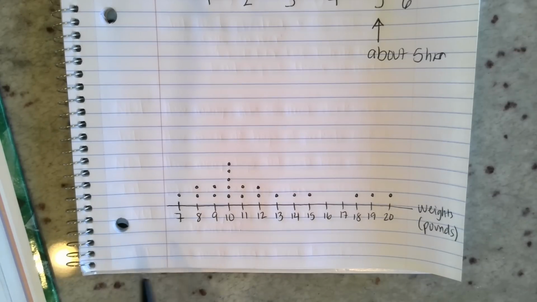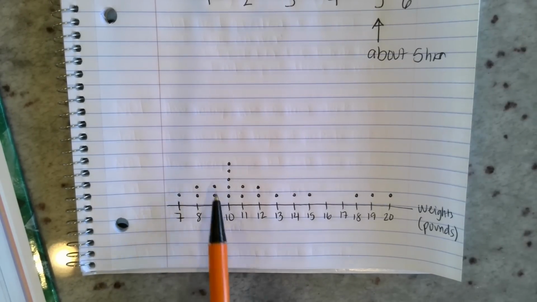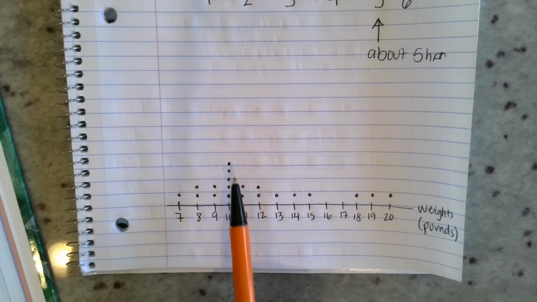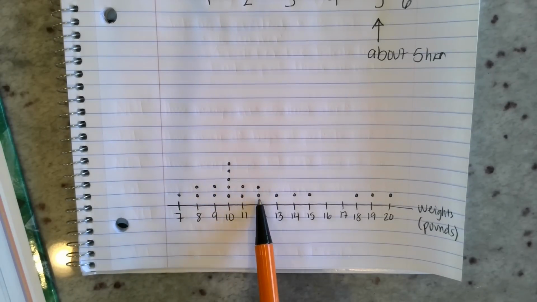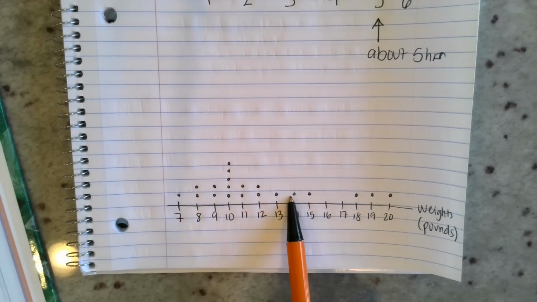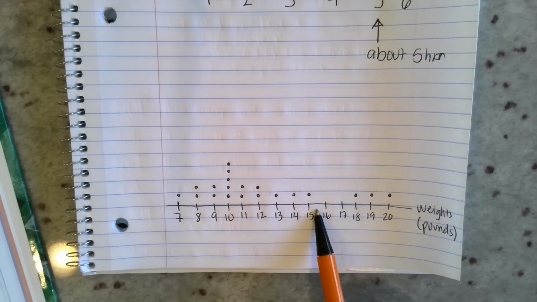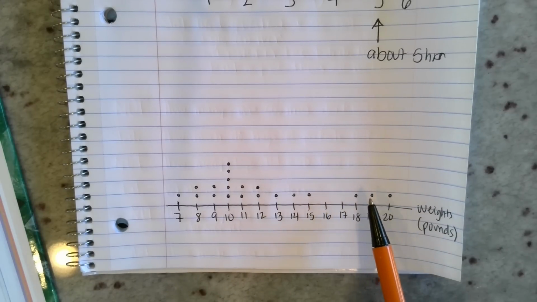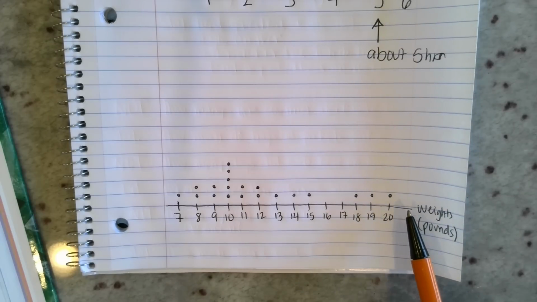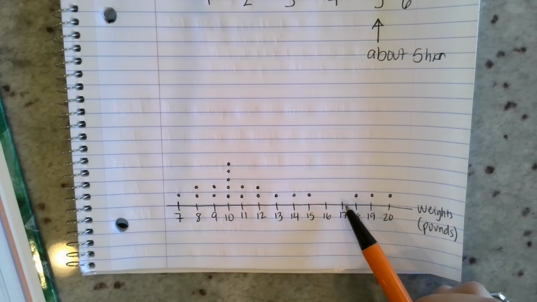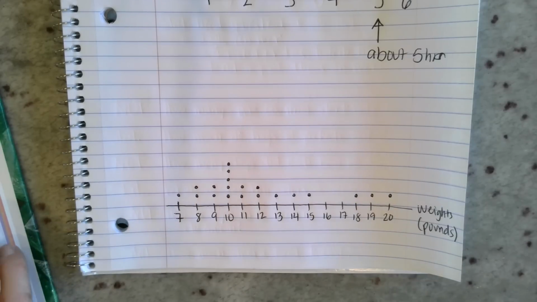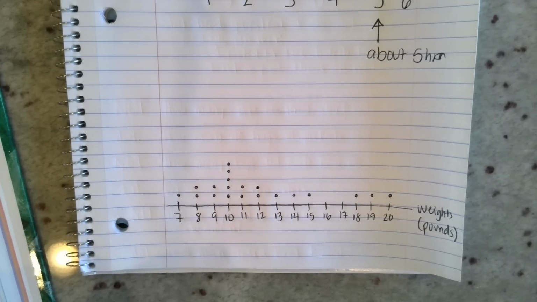Okay, so your dot plot should look like this. 1 dot above 7, 2 above 8, 2 above 9, 1, 2, 3, 4, 5 above 10, 2 above 11, 2 above 12, 1 above 13, 14, and 15, nothing over 16 and 17, and then 18, 19, 20 each have 1 dot. So if you counted all of your dots, that's how many data points you should have. That means that's how many cats you weighed.